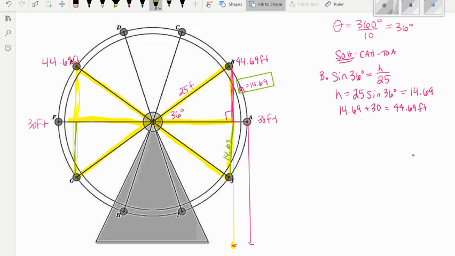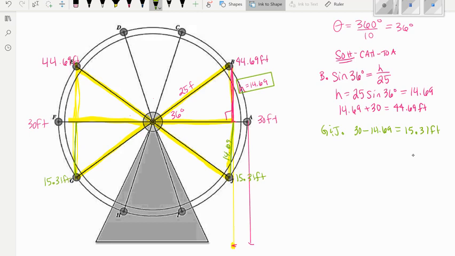So for points G and J, we can take the fact that we know the center is at 30 and subtract 14.69 from it. When we do, we get the height off the ground, which is 15.31 feet. So that means this height is 15.31 feet. And this one is also 15.31 feet.